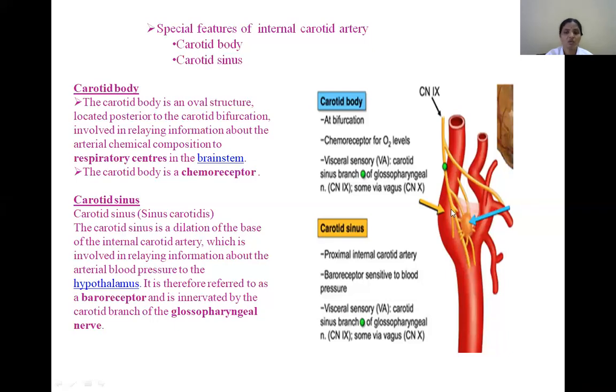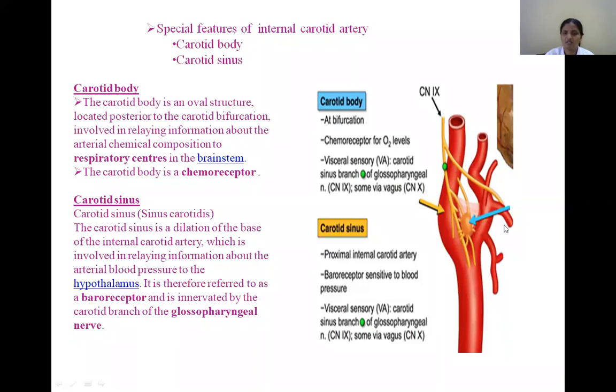You see, which is known as the carotid sinus. This is a sinus-like structure. So what is this? Carotid sinus. So it's a dilation at the base of the internal carotid artery. Base of the internal carotid artery means exactly where the internal carotid artery arises, takes origin.